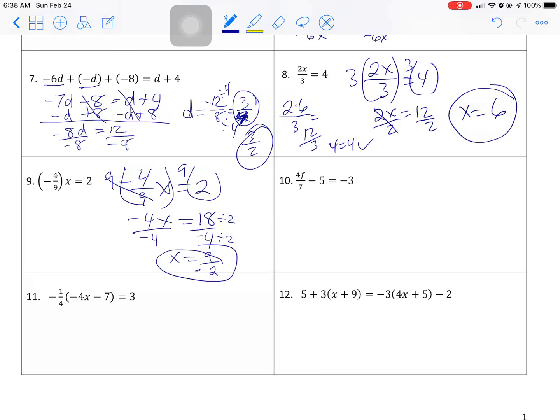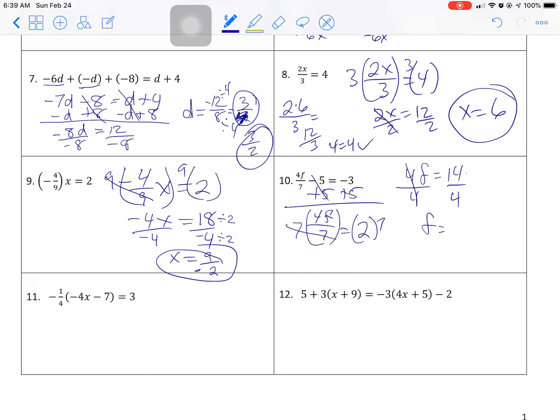Yep. Okay. All right. This guy is plus 5, plus 5. So this would be 4f over 7 equals 2. I want to clear my fractions. 4f equals 14. Divide by the same. Divide by 2. This would be 7 over 2. That'd be hard to check, but that's what I got before. All right.